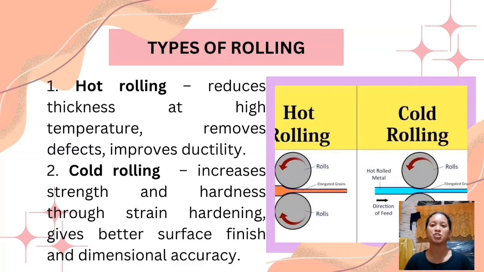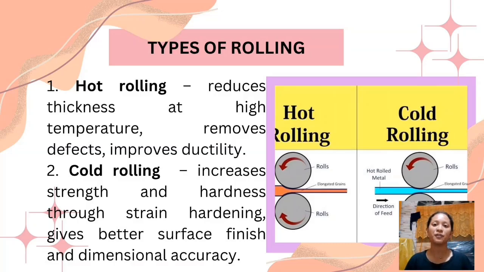First, we have hot rolling. In hot rolling, the metal is rolled above its recrystallization temperature. This makes the metal soft and easy to deform. It also helps in reducing thickness, removing internal defects, and improving ductility, the ability to stretch without breaking.